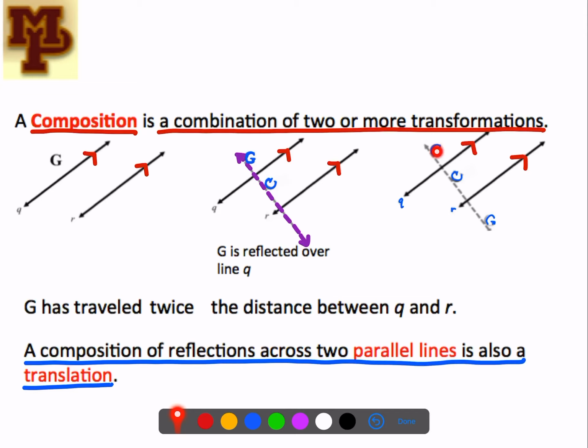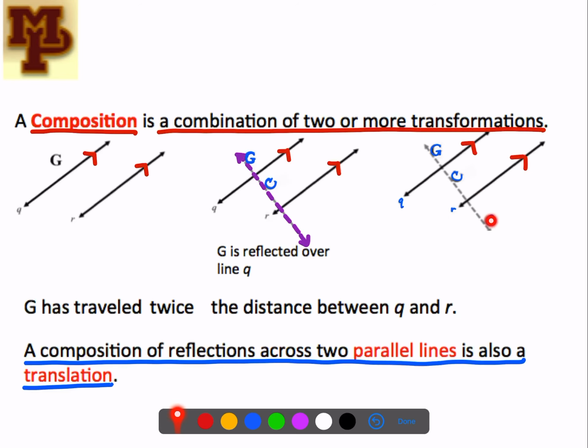So if I were just to translate figure G down and to the right, that's the same exact thing as the reflection over line Q, then a reflection over line R. This is just a useful little trick: any two reflections over parallel lines will always be the same exact thing as a translation.